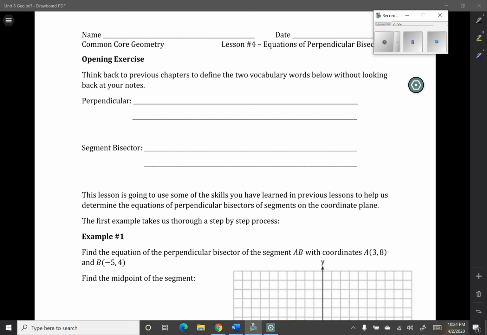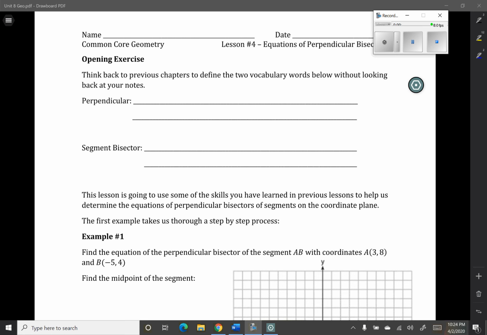All right, everybody, welcome to the video here for lesson number 4 on equations of the perpendicular bisector. So in lesson number 4, what we're going to do is use what we did in the previous 3 lessons and combine it all together to do a couple of different types of questions. But before we can do that, we have to look back at 2 vocabulary words that we should remember from previous units.